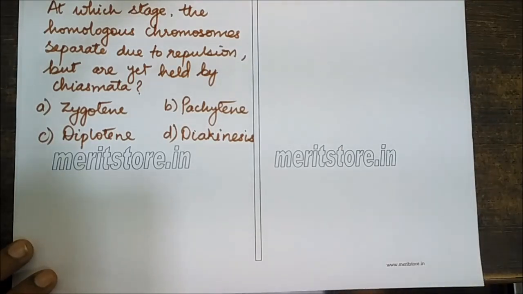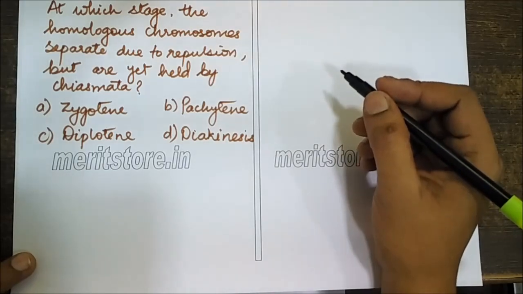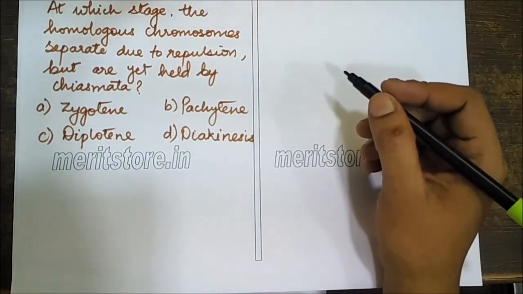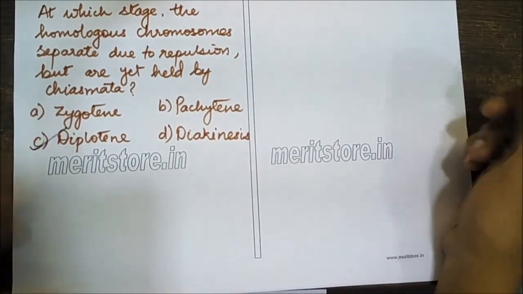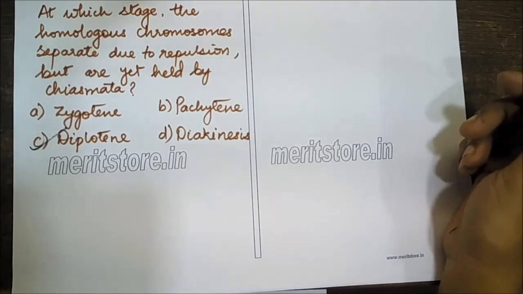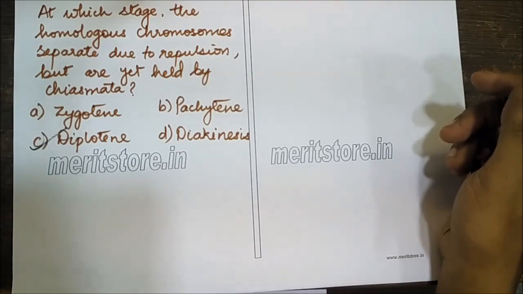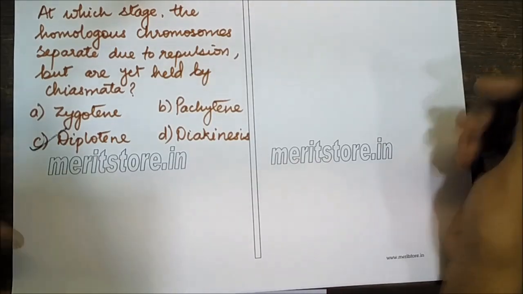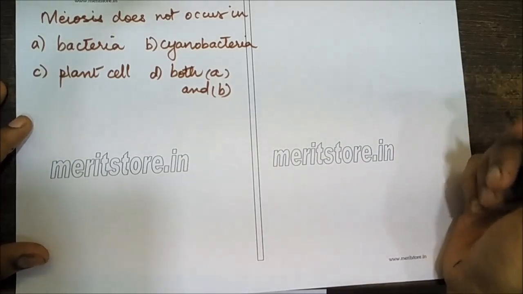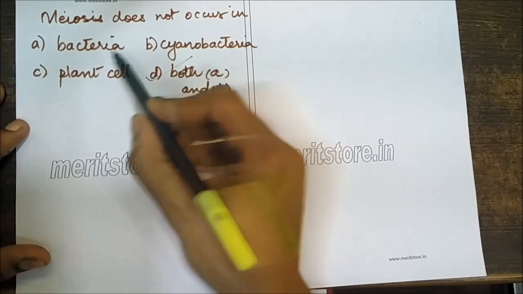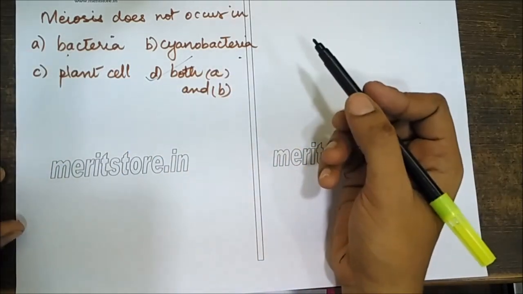At which stage do the homologous chromosomes separate due to repulsion but are held by chiasmata? The correct answer is diplotene. Okay, it is during the diplotene stage during which the homologous chromosomes separate due to repulsion, but they are still held. They have not totally separated. They are still held by chiasmata. Okay. Next question. Meiosis does not occur in both bacteria as well as cyanobacteria. In both of them, meiosis will not occur.